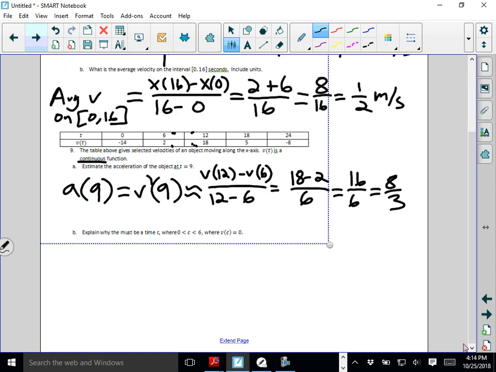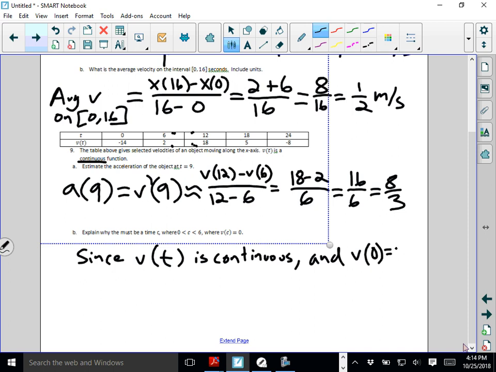First thing I like to do is state the condition necessary. Condition necessary is continuity. So I'm going to say since v of t is continuous, so I need to state continuity. I want to state the surrounding values. And v of 0 equals negative 14. And v of 6 equals 2.